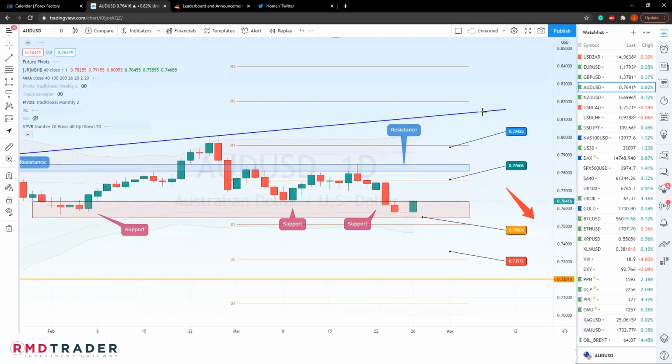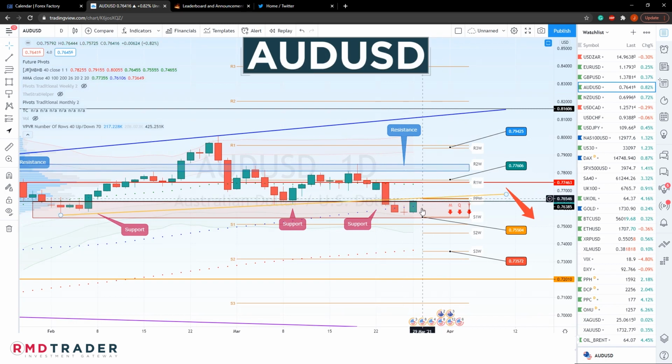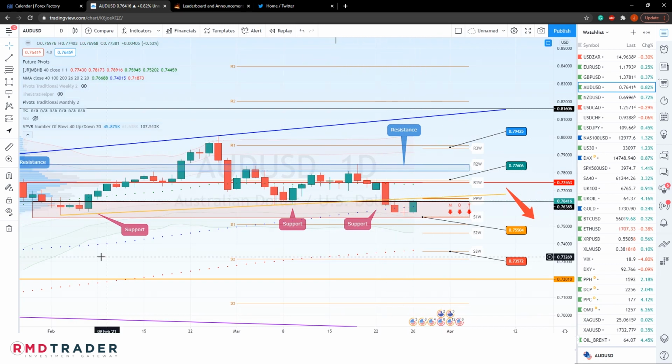Looking now at Australian dollar USD, we can see that the price is also now bouncing from that daily 100 SMA in the support zone. The trend is overall still down, meaning that it would be wise to just consider that the overall trend is down. However, a correction towards this level at about 0.776 is not impossible.